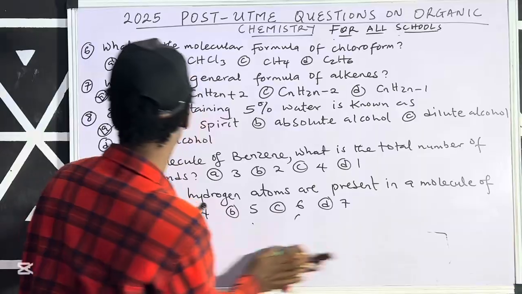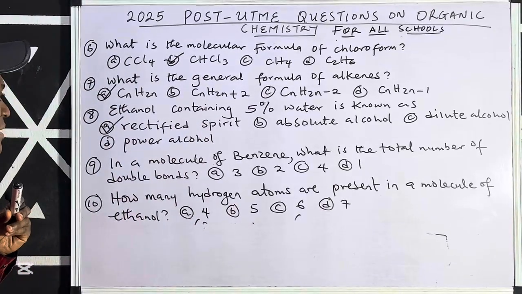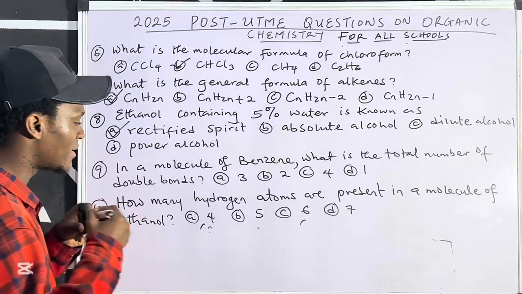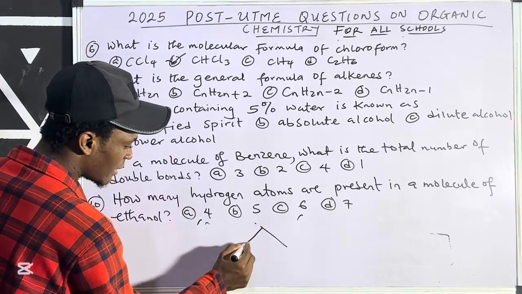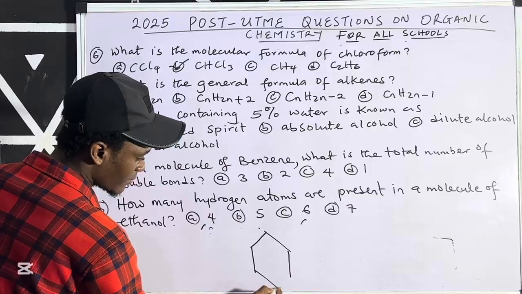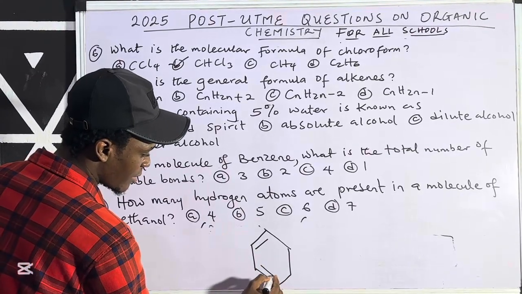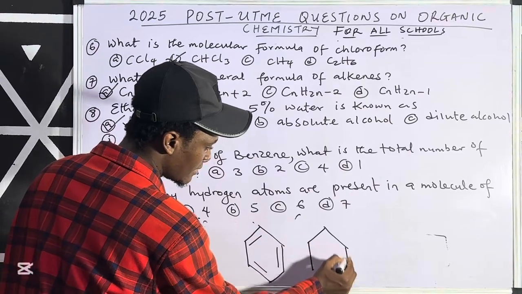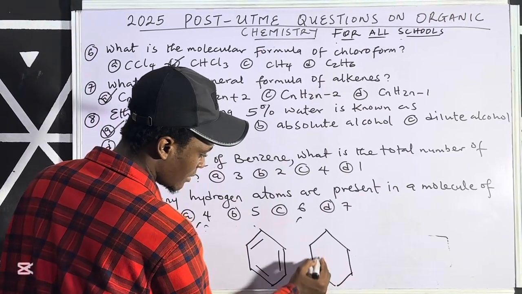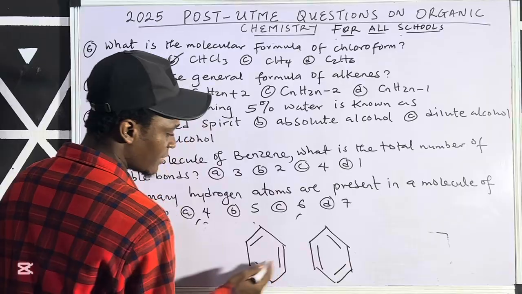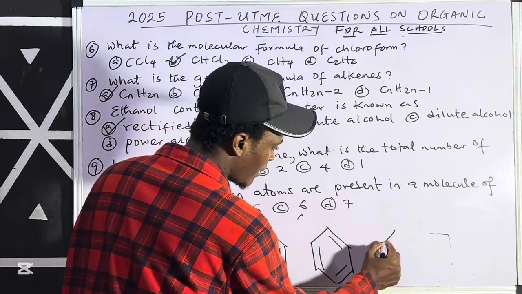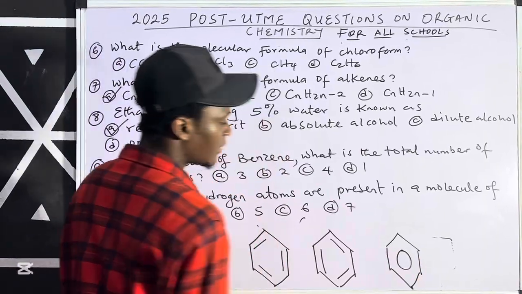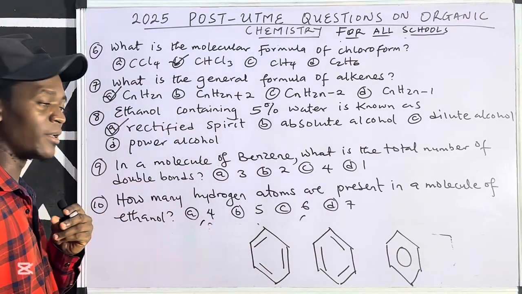Question 9 says, in a molecule of benzene, what is the total number of double bonds in a molecule of benzene? Benzene has a structure like this. This is the structure of benzene. Is that you are representing it this way, or you are representing benzene this way? Whichever is the same thing. Or you are representing benzene using a delocalized electron cloud. Any of these structures are for benzene.